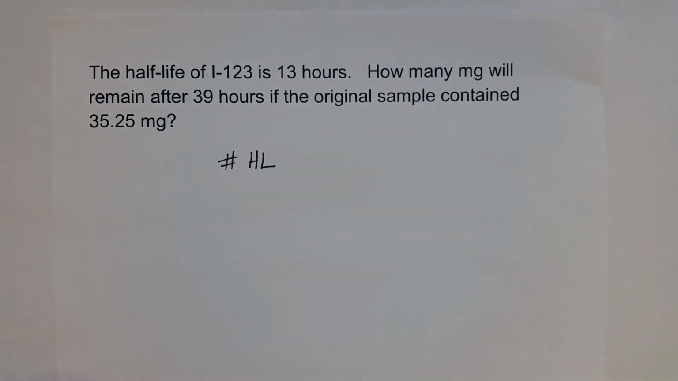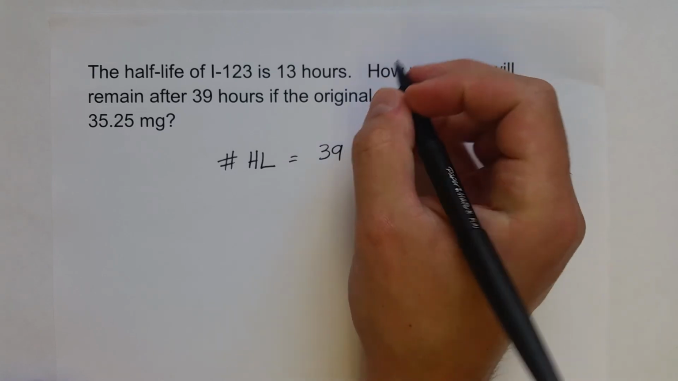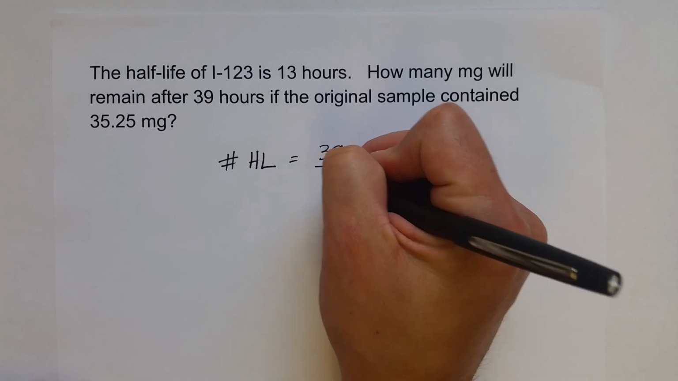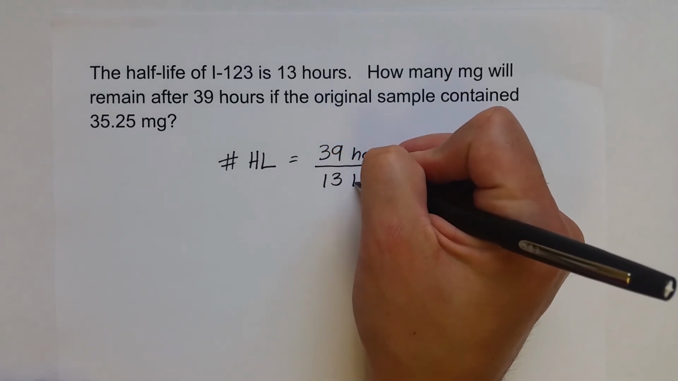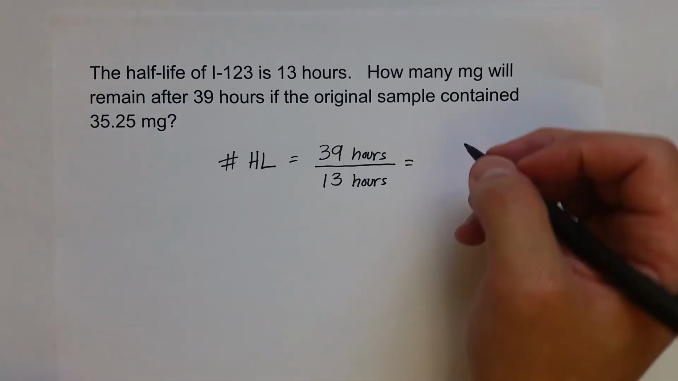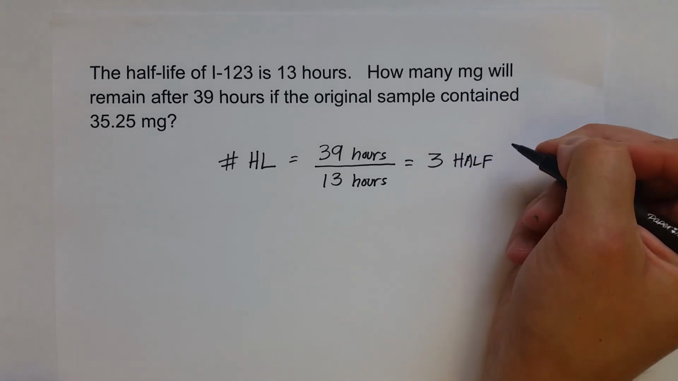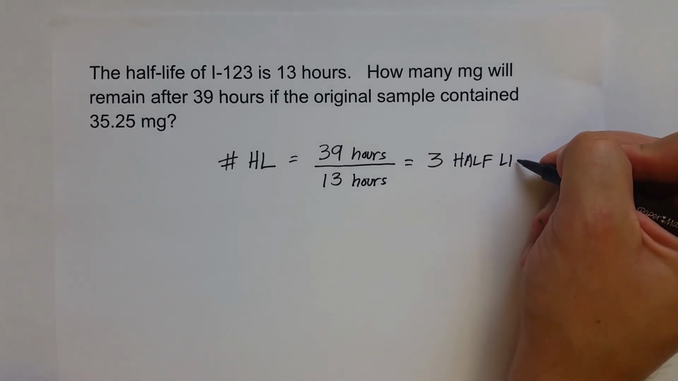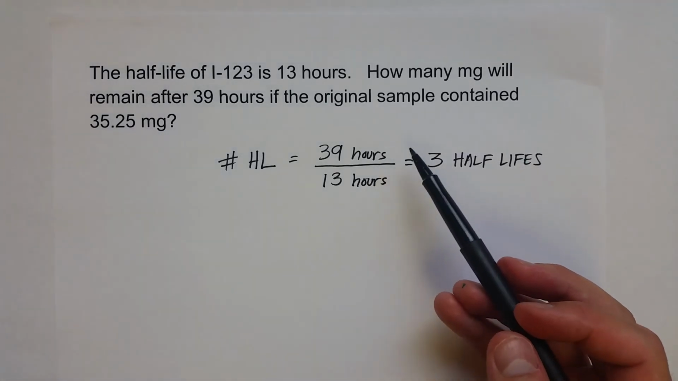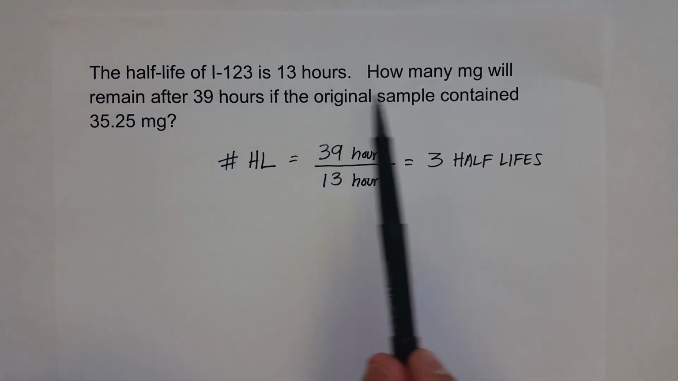If we wanted to figure out the number of half-lives, we could divide the amount of time, 39 hours, divided by the half-life. And we will see that 39 divided by 13 is 3. So we could rewrite this equation: how much of this iodine-123 would be left after 3 half-lives?